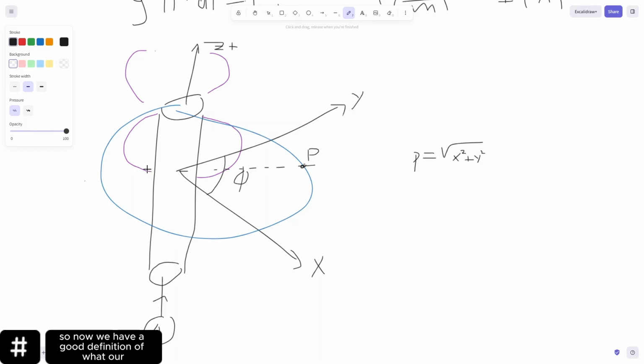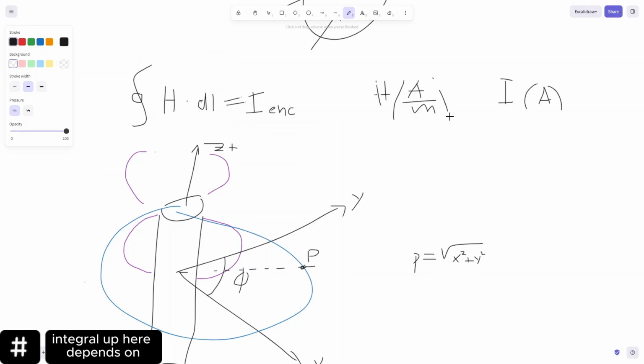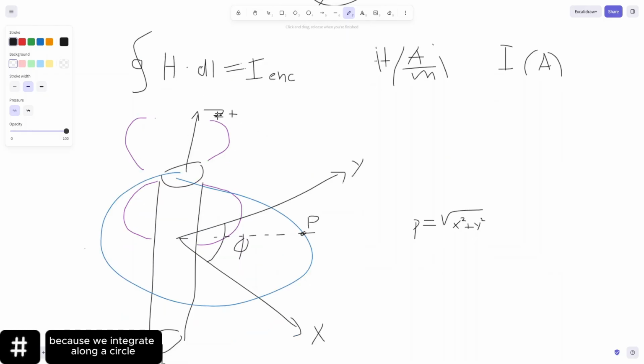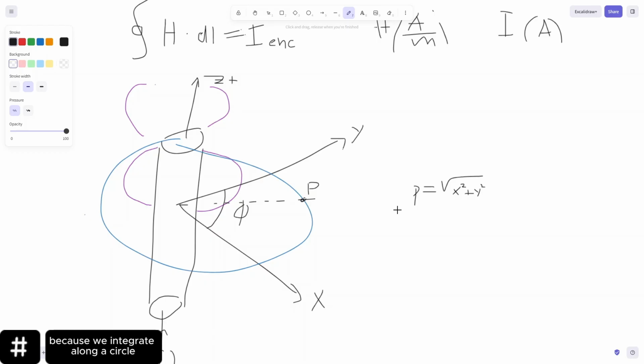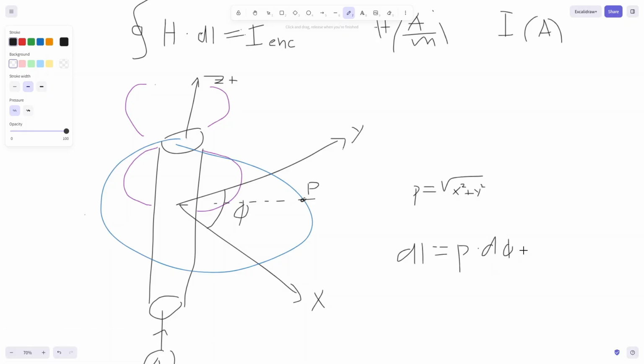So now we have a good definition of what our integral up here depends on. We can define the differential element because we integrate along a circle, so we only care about the phi element. So let's start by defining that. dl is equal to p times d phi, so the change in phi when we go around the loop. And then we have the unit vector, which is the phi component here.